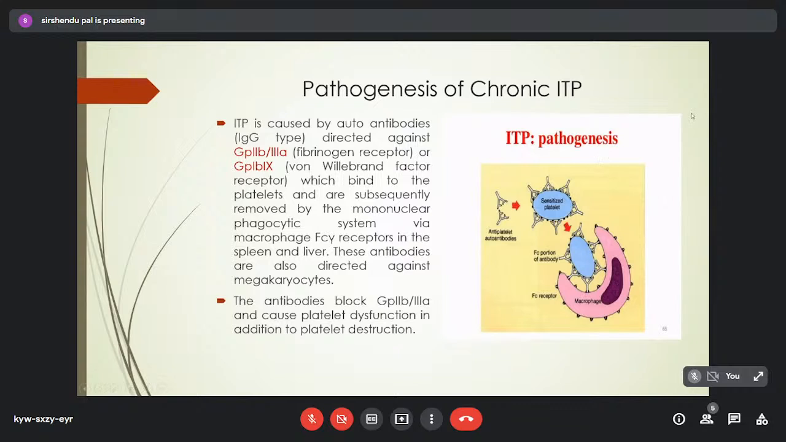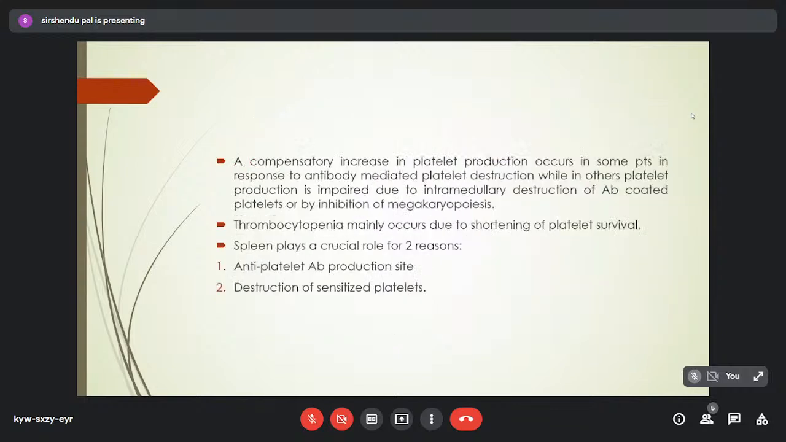Chronic ITP is caused by autoantibodies, and the antibody-coated platelets are subsequently removed by the mononuclear phagocytic system via the macrophage Fc gamma receptors, and this destruction generally occurs in the spleen and the liver. These antibodies are also directed against the megakaryocytes. As the antibodies block the GP2B3A, they, in addition to causing platelet destruction, also cause platelet dysfunction. Despite a compensatory increase, platelet production is impaired due to intramedullary destruction of the antibody-coated platelets or by inhibition of megakaryopoiesis.